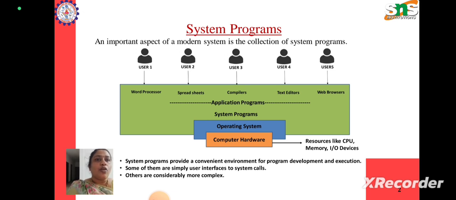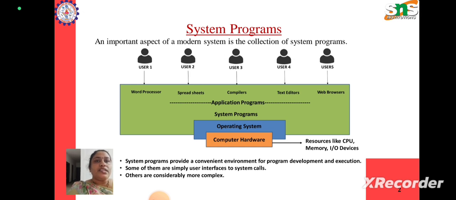Just on top of that we have the operating system, and on top of this operating system we have the system programs, and on top of the system programs we have our application programs like the word processor, spreadsheet, compiler, text editor, web browser and so on. Then we have the users who are interacting with the system. What we are going to discuss today is the system program. So we see that system programs are just above the operating system.